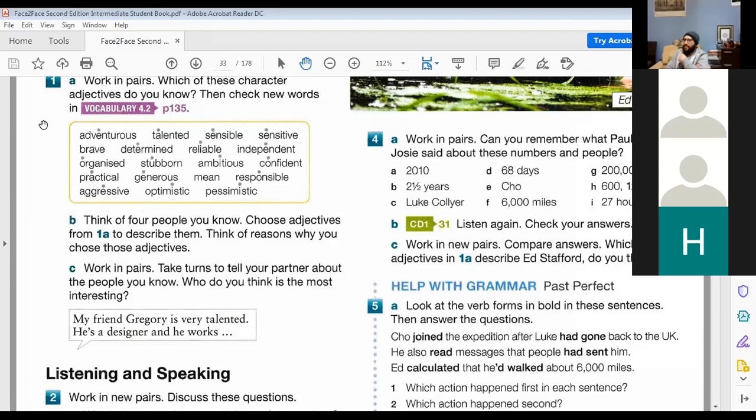Let's see Hajar here. Hajar, who would you like to tell us about? You can talk about anybody. Okay, I will talk about my nephew.